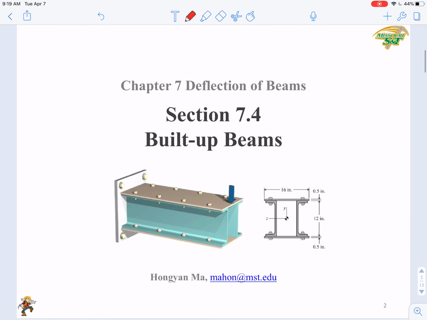And what is shown here is a more practical case. Here you can see the C-shaped beam members are connected to two plates through two rows of bolts. Okay, so these are called built-up beams.